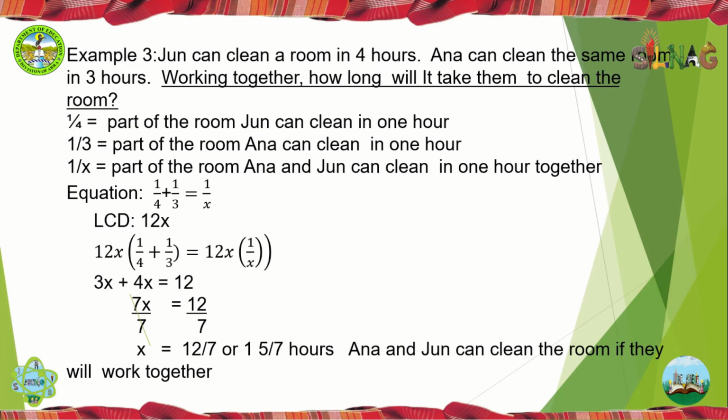Then to solve for the value of x, we divide the two sides of the equation by 7. Then we cancel 7 at the left. So what is left now is x is equal to 12 over 7 or 1 and 5 over 7 hours. So Anna and June can clean the room if they will work together. They will finish it in 12 over 7 or 1 and 5 over 7 hours.